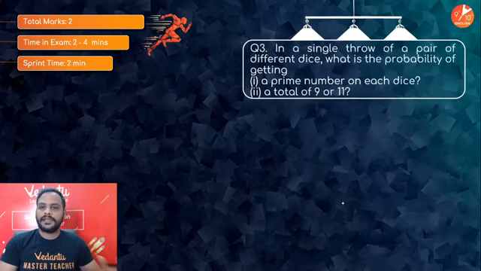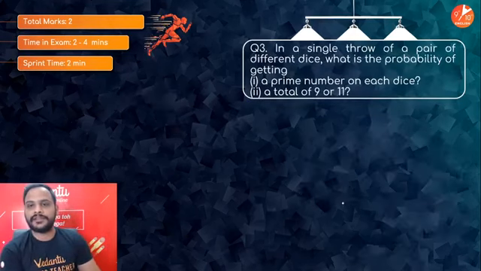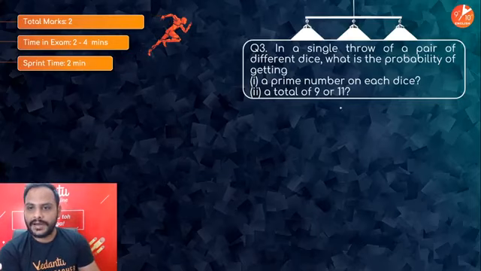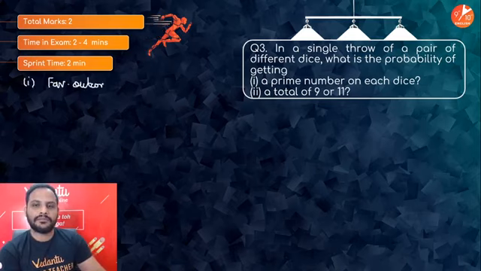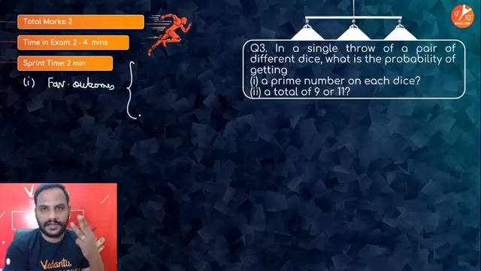Alright, next question. In a single throw of a pair of different dice, what is the probability of getting a prime number on each dice? A total of 9 or 11. So look, let's do the first part. I know total number of outcomes are 36. Favorable outcomes, we want a prime number on each dice. So look, prime numbers we have 2, 3 and 5.